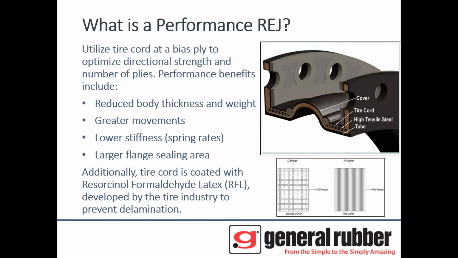So what is a performance rubber expansion joint? It utilizes tire cord at a bias ply to optimize directional strength and number of plies. Performance benefits include reduced body thickness and weight, greater movements, lower stiffness or spring rate, and a larger flange sealing area for zero leakage. Additionally, tire cord is coated with a resorcinol formaldehyde latex, RFL, developed by the tire industry to prevent delamination. You'll not find delamination in a modern car tire, and you will not find it with a performance rubber expansion joint.